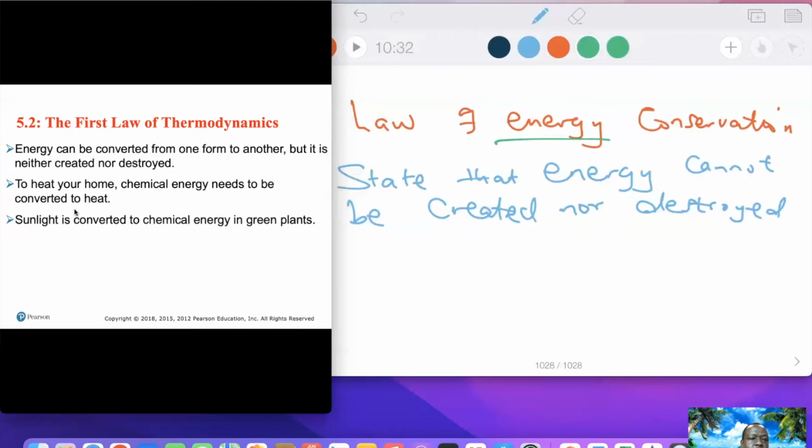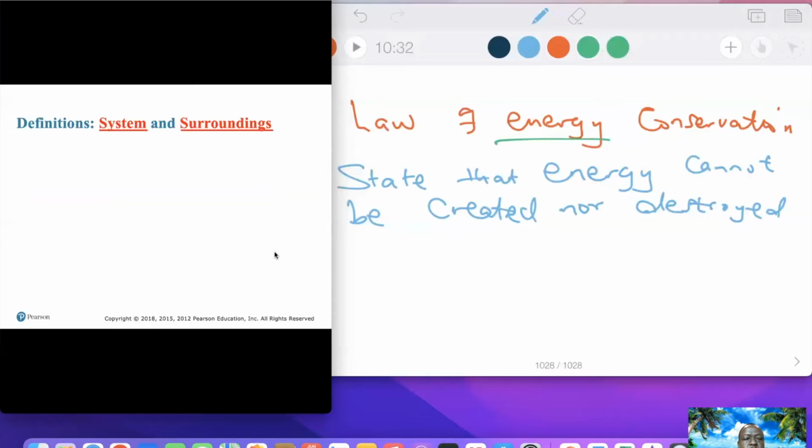These examples show how energy is conserved. Another example is sunlight, which is converted to chemical energy in green plants during photosynthesis. There are many more examples of conservation of energy. So remember, the take-home message from here is that you should be able to define the first law of thermodynamics.